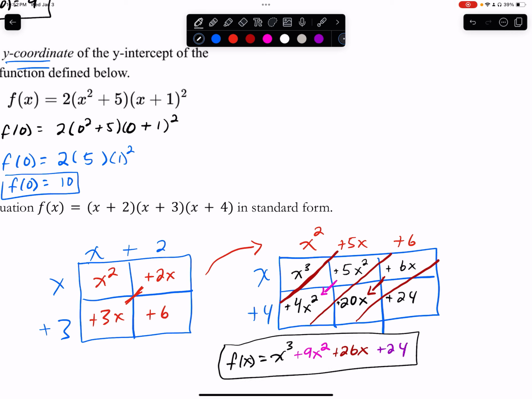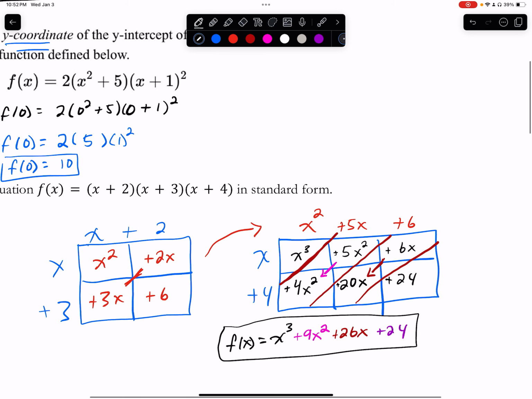Things to think about. The constant is the y-intercept, right? So this is a very nice way to kind of check your work and understand that that constant value right here is going to be the y-intercept. Very clearly, because if I plugged a 0 in for all of the x's, all of them would disappear, and the only thing left would be 24. So that's why standard form is kind of important.